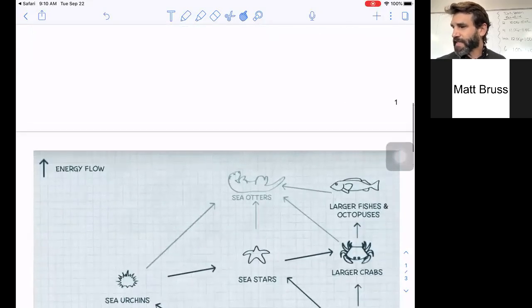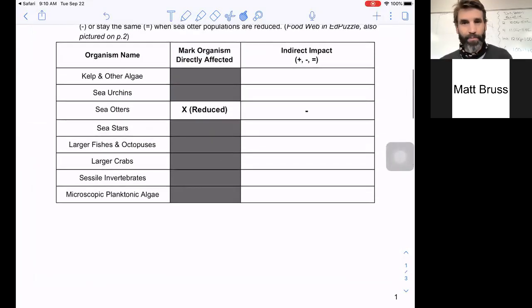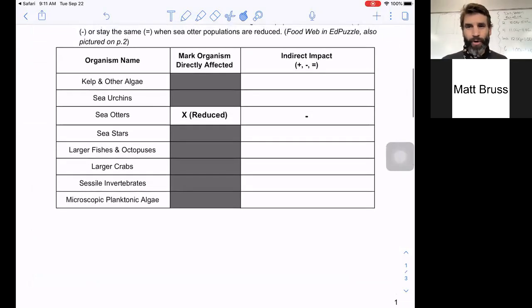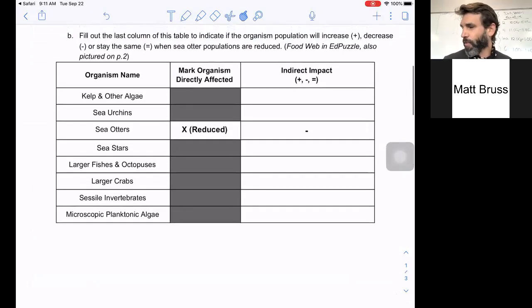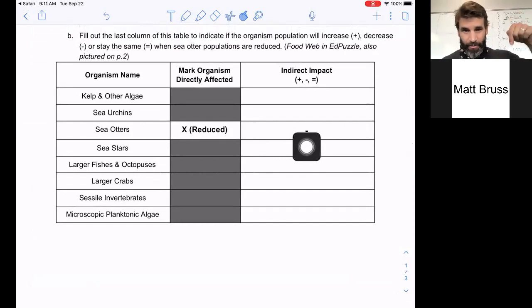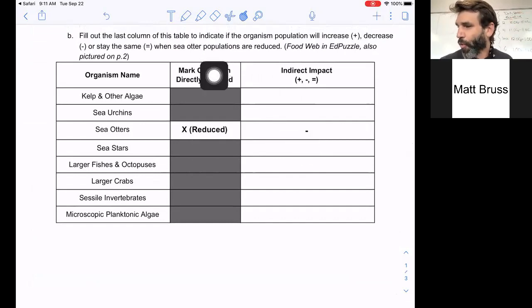And this is a table that we're going to start looking at that I've put together for you to help organize our thinking around understanding these interdependence. So we're starting off and we're saying sea otters are reduced. So their impact, they go down. So this is the organism that's directly affected. So if sea otters go down, in this case, it's the only organism that's directly affected.